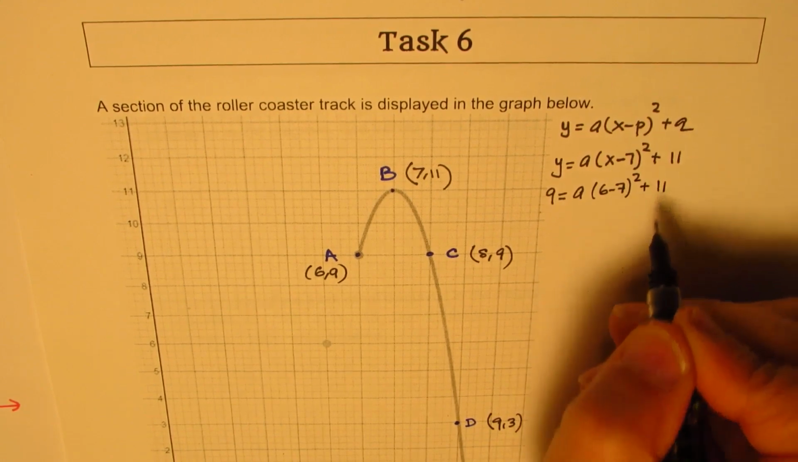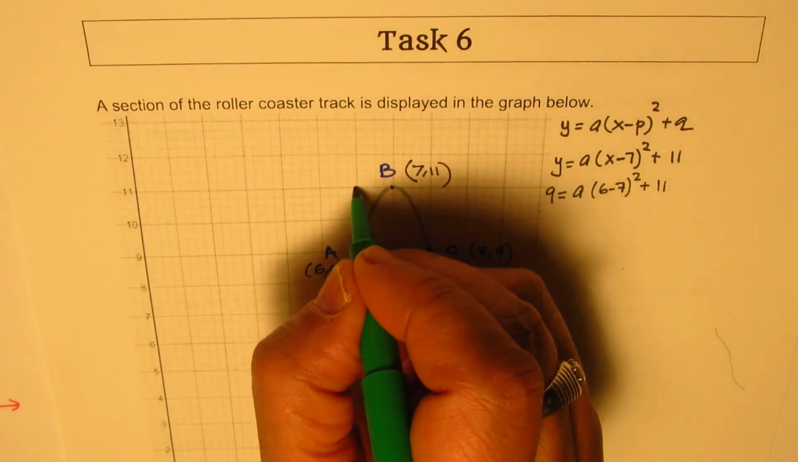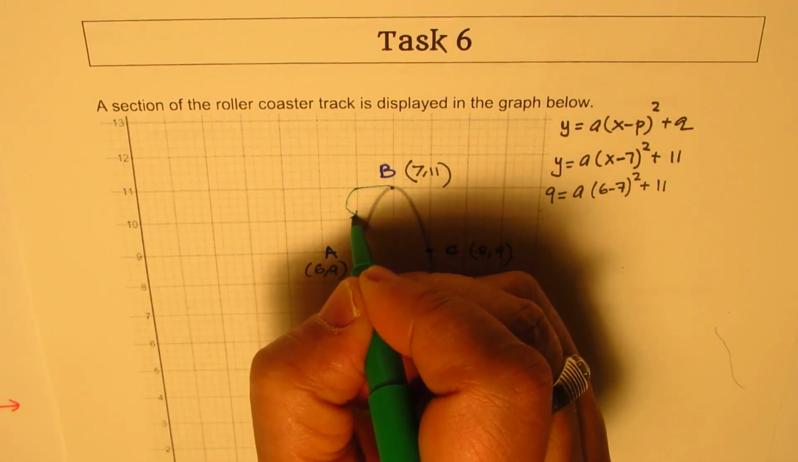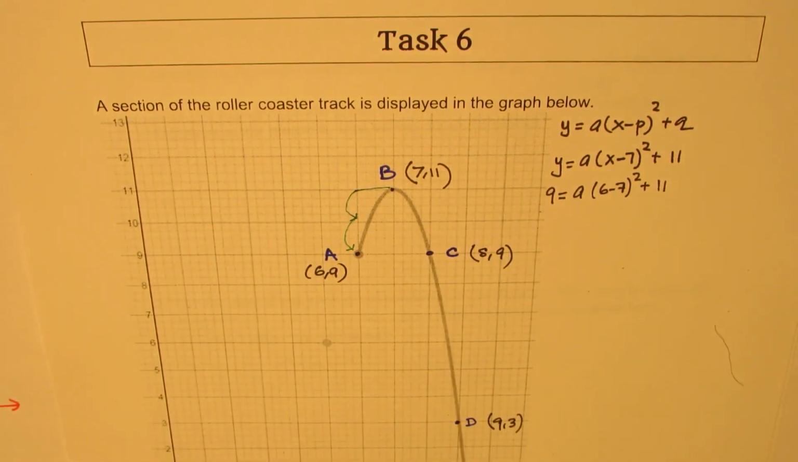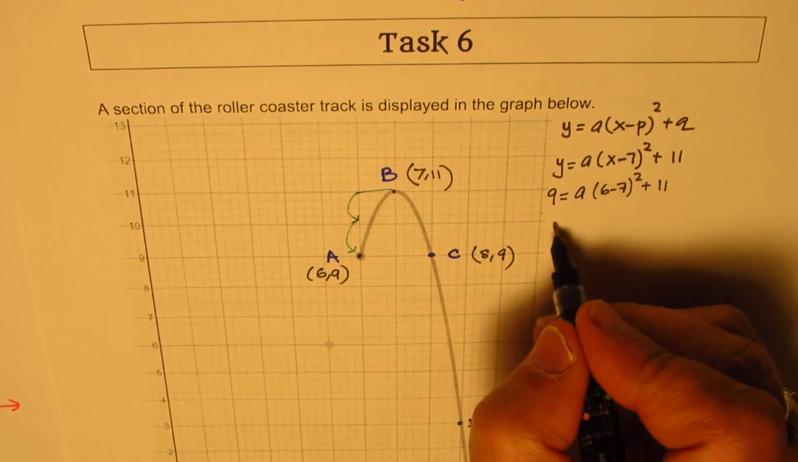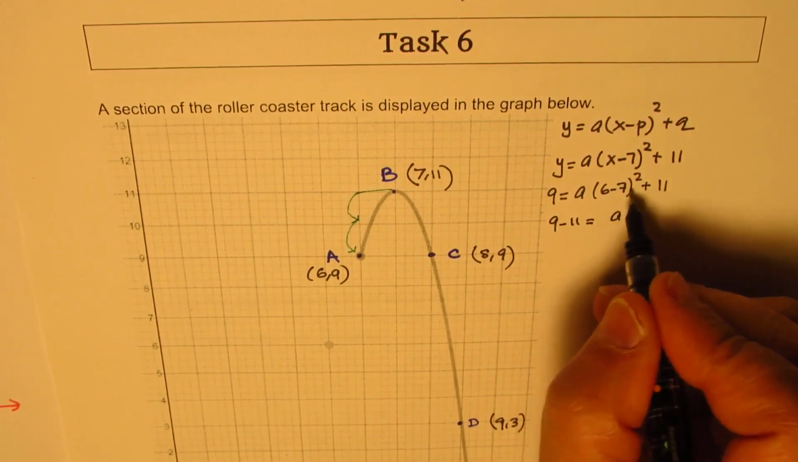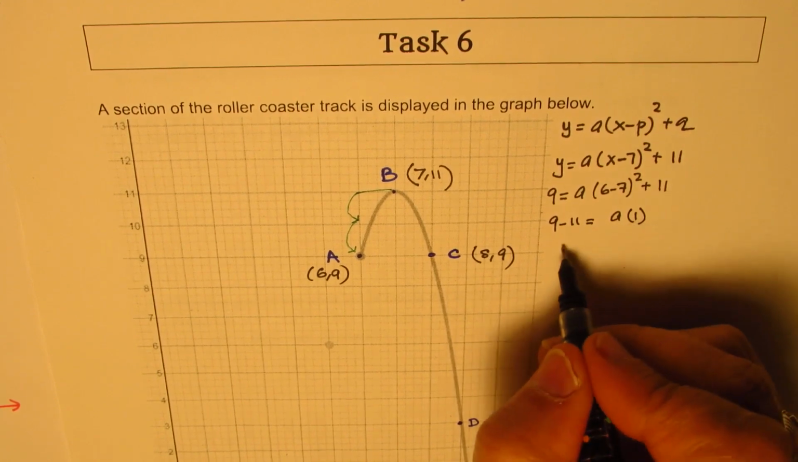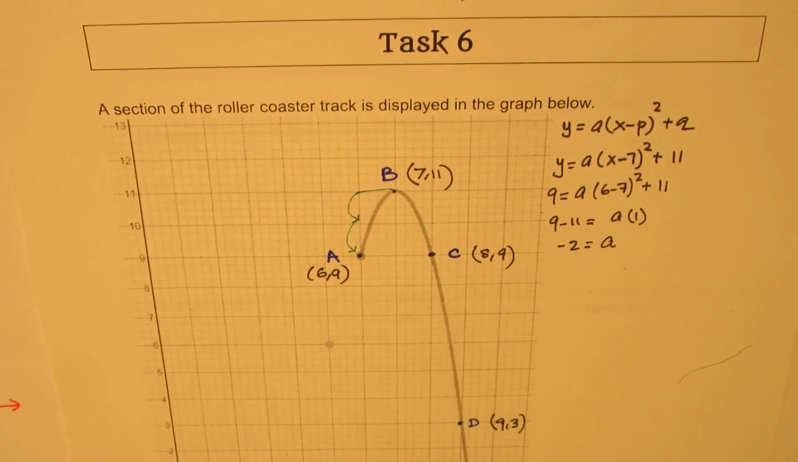whole square plus 11. Well, you'll also notice one thing, and that is, if you move one step to the right, you're moving 2 steps down, right? That means a should be 2, right? So that gives you an idea about the value of a, correct? Anyway, let's verify with calculations. Bringing this to the side, we get 9 minus 11 equals a, and that is minus 2, correct? So we get minus 2 as the value of a. It is going downwards, it makes sense.